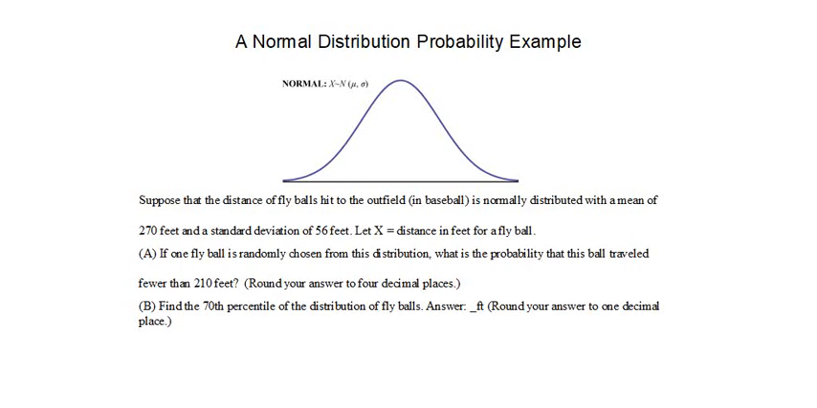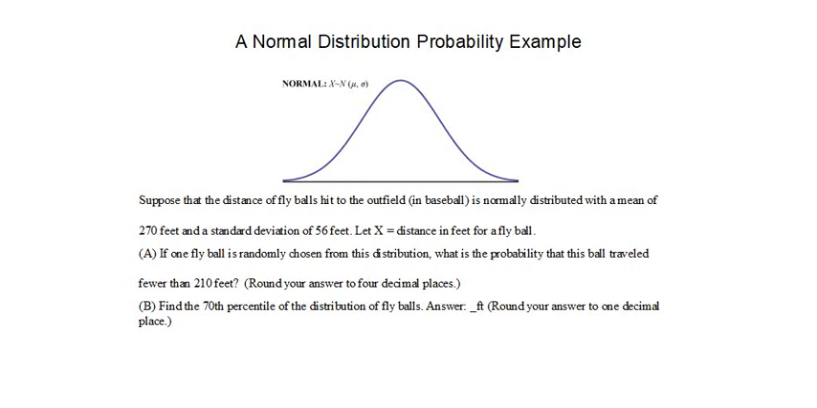Okay, so here's another example from our normal distribution probability. Suppose that the distance of fly balls hit to the outfield in baseball is normally distributed with a mean of 270 feet and a standard deviation of 56 feet. Let x equal the distance in feet for a fly ball.